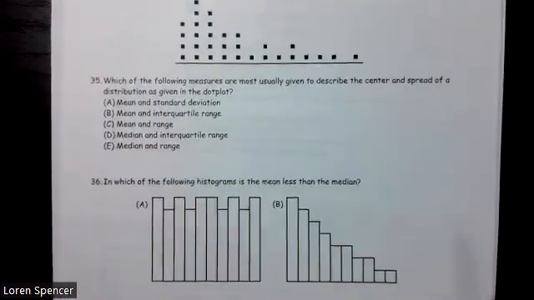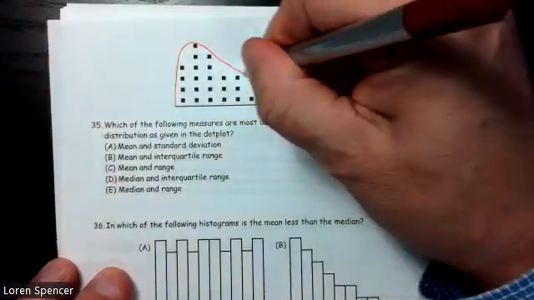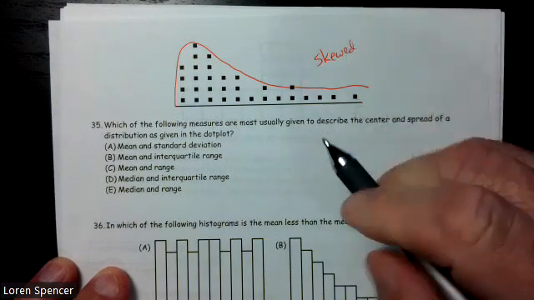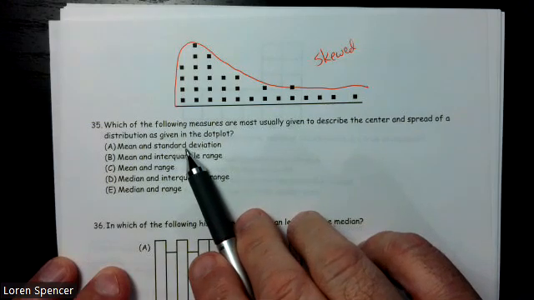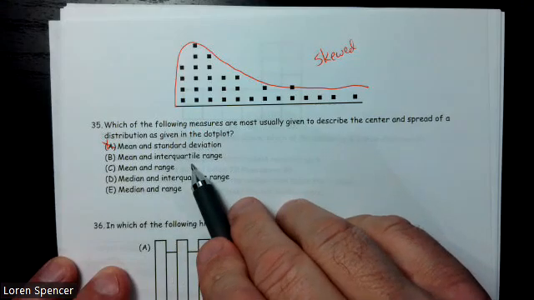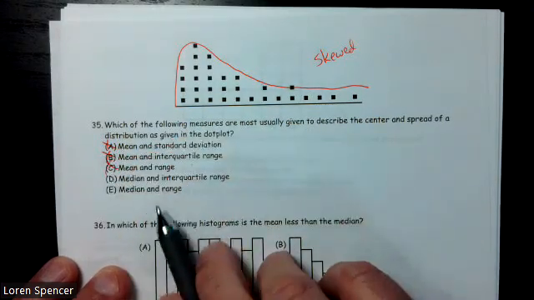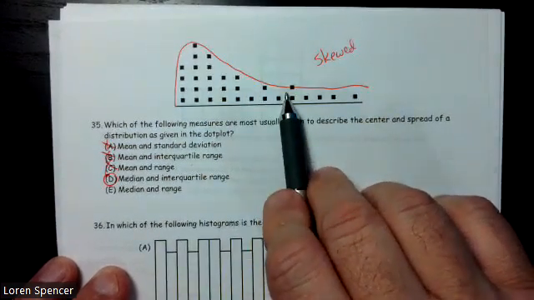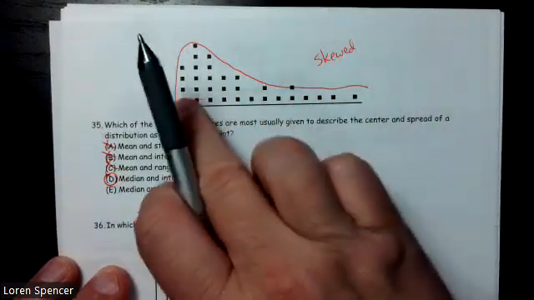35. Which of the following measures are most likely to describe the center and spread? Well, when I look at this, I'll go, oh, this is skewed. If it's skewed, we like to use the median and the interquartile range. So we don't want to use mean and standard deviation because they're impacted by skewed data. The interquartile range is a good choice, but the mean isn't. The mean and range are poor choices. The median and interquartile range are the best choices because it's the middlemost number and the middle 50. So the middle part is not impacted by the skewness. It's the ends that are.